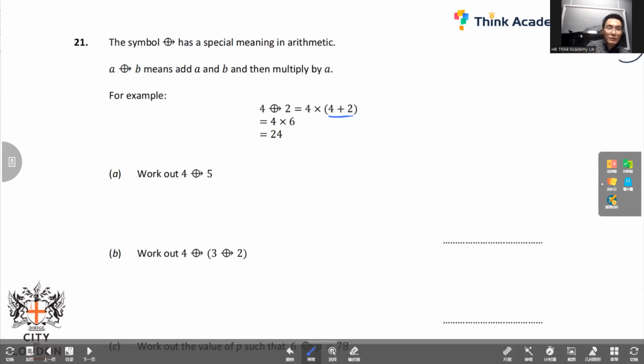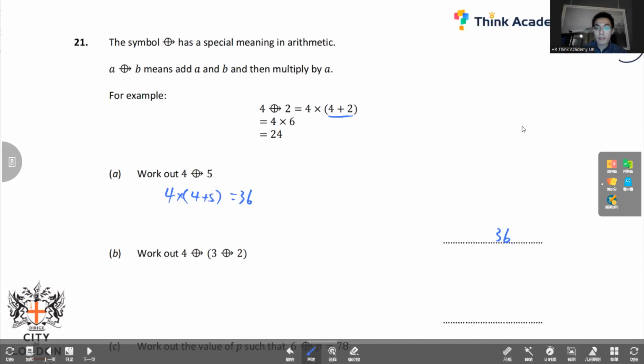So question A, work out 4 symbol 5. Again, in the bracket, we add them together first, 4 plus 5. And then outside the bracket, we'll multiply by the number on the left, the 4. So this is 4 times 9, 36. That's the first question. And question B, work out 4 symbol brackets, 3 symbol 2 bracket.